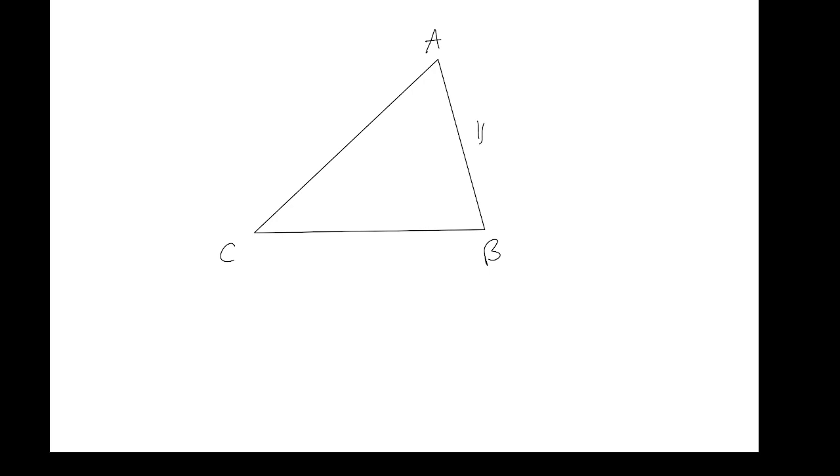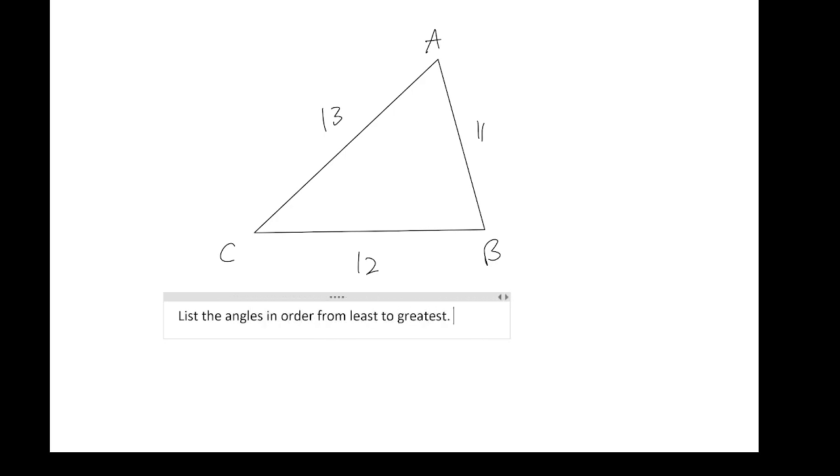So we have AB, which is 11. We have BC, which is 12, and we have AC, which is 13. And what we're going to want to do here is list the angles in order from least to greatest. Now think about this. We already know what the sides are, right? And for those of you who are still struggling to differentiate between sides and angles, we've got to get that straightened out immediately. But here, the side that's least, we can agree upon, is AB, I hope, because 11 is the smallest number.